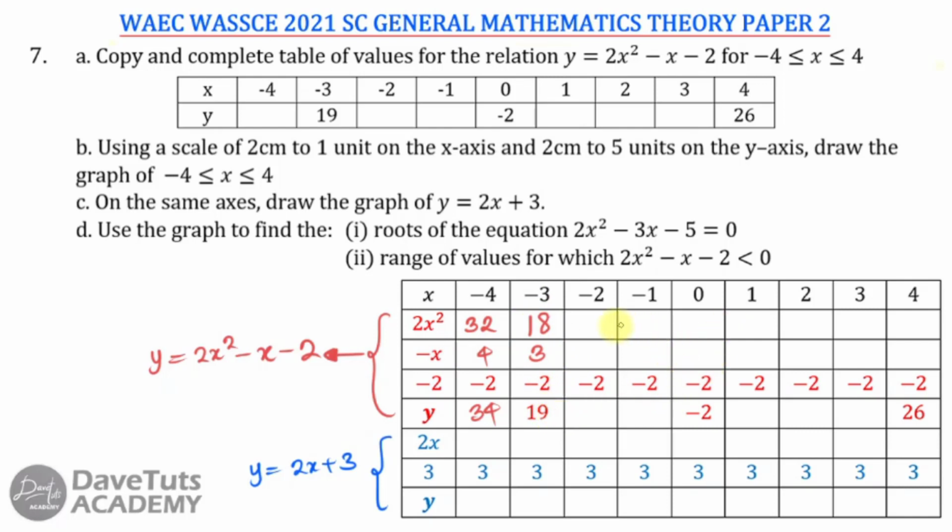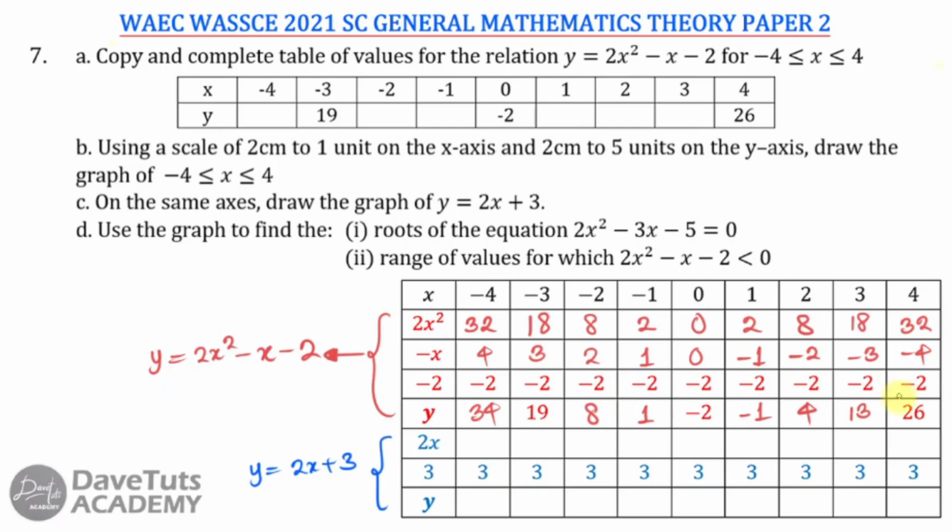That is quite correct. And then let me just do this as the last point, and I will just fill in the other ones. Minus 2 raised to power 2 is 4. 2 times 4 is 8. Then minus x will be 2. 8 plus 2 minus 2 will be 8. Okay? And I can just speed up now since you get the hang of it.